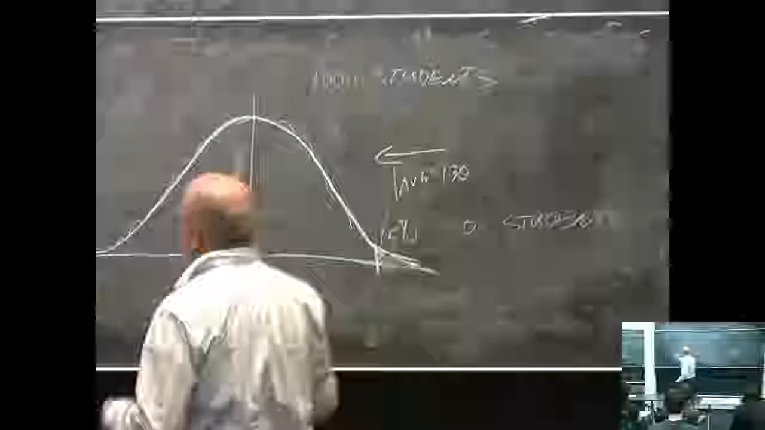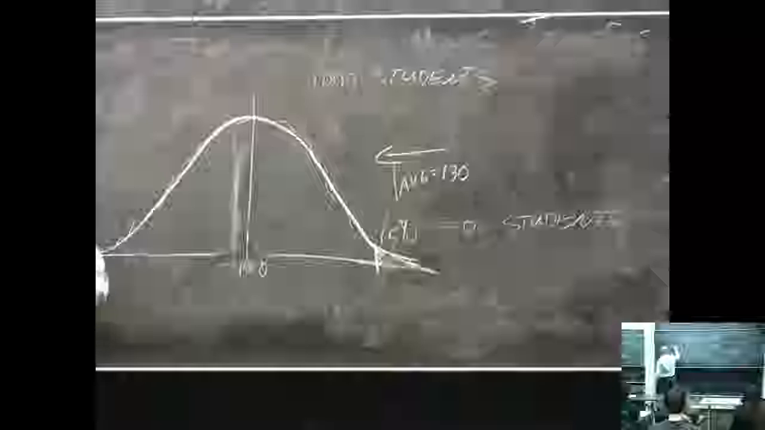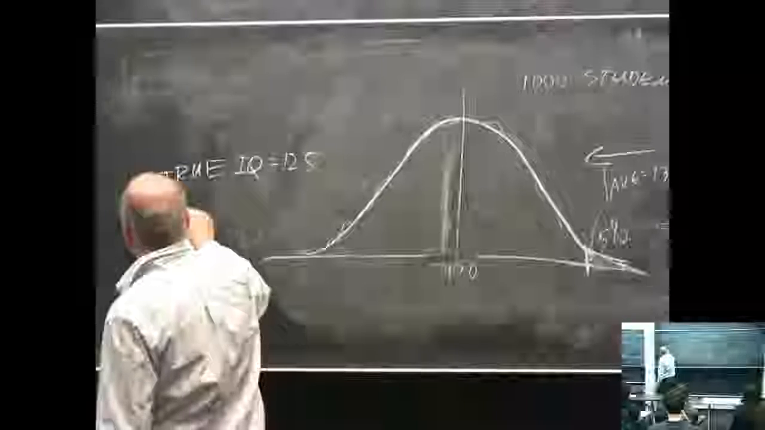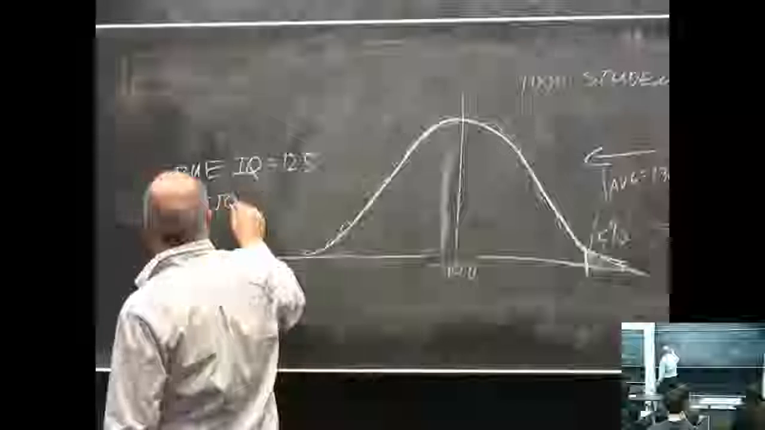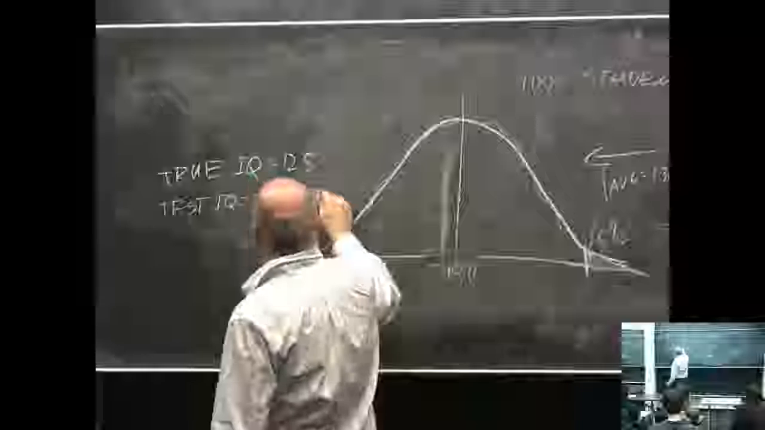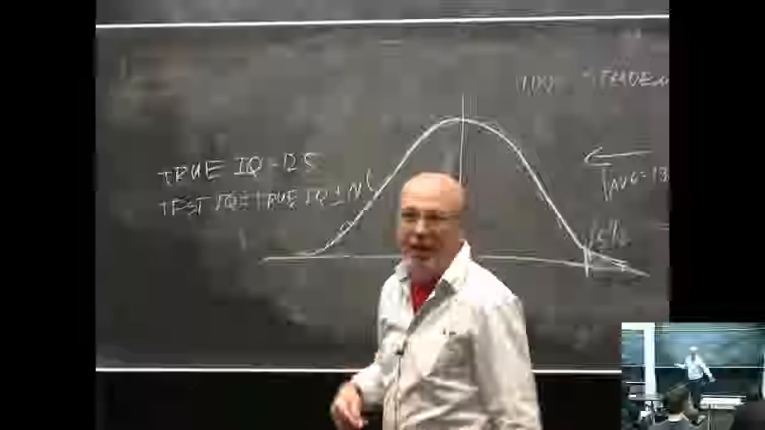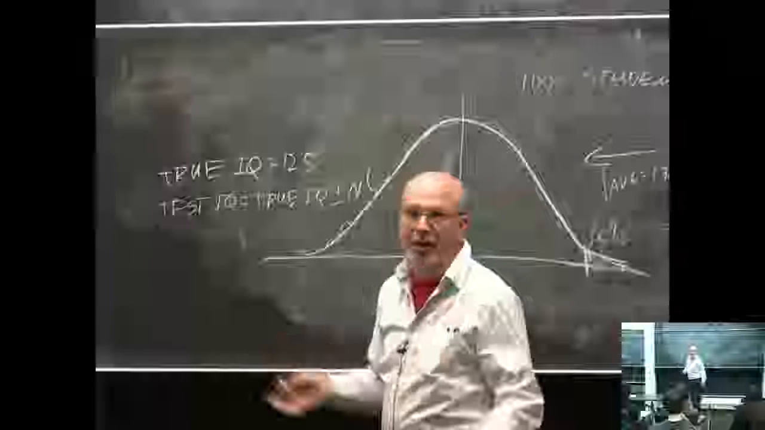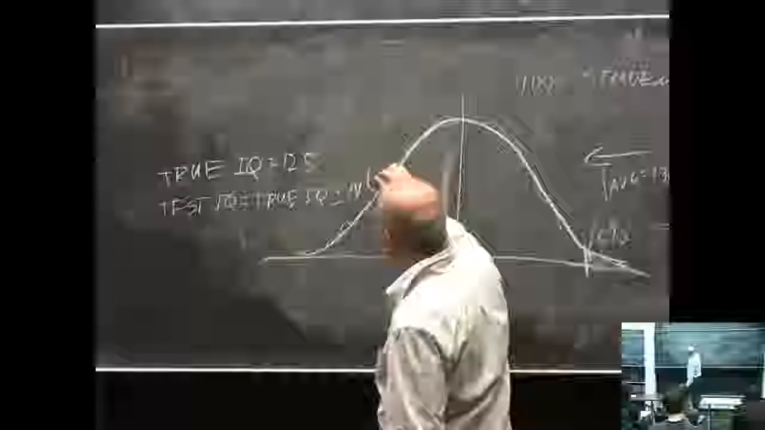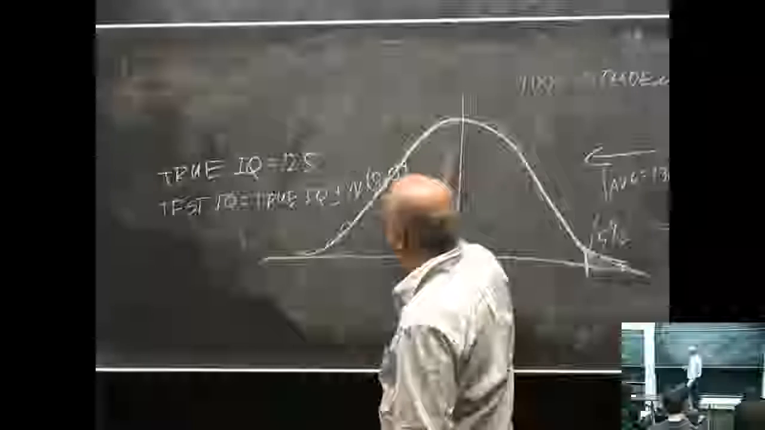So a particular student has a true IQ of, say, 125, and the test IQ would be the true IQ plus or minus some randomly distributed value that has to do with how much sleep they got and other random factors. Some zero mean and some standard deviation.